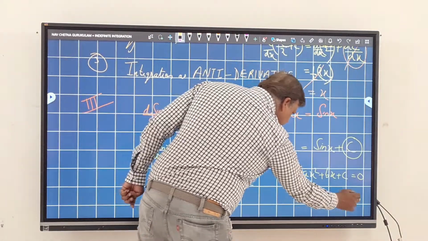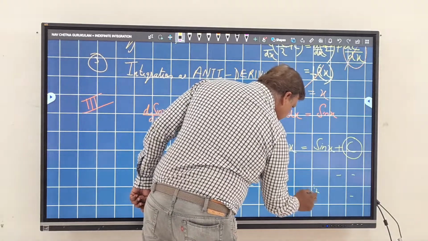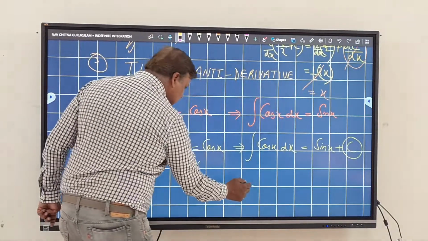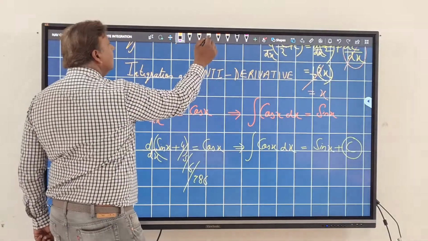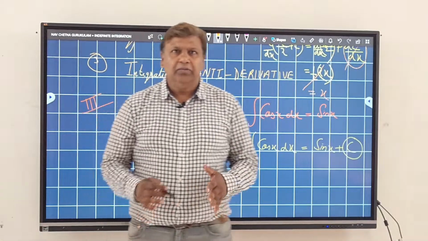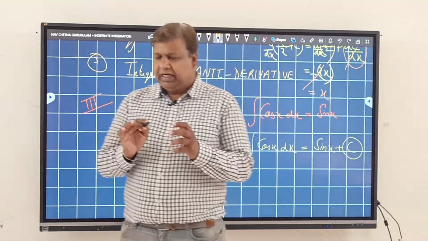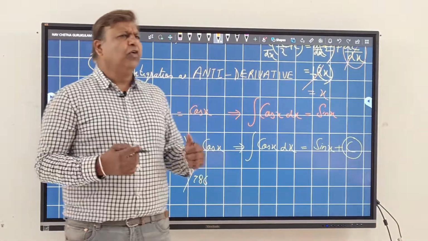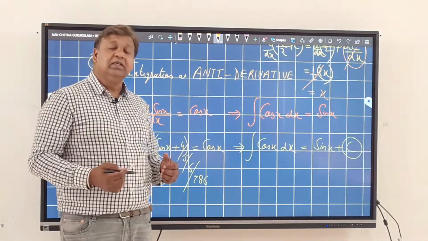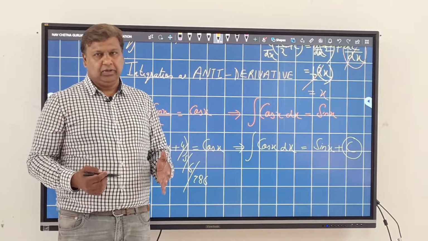So I'll rub off this. This was just to mention and make you understand the meaning of arbitrary constant. Then, having done this, now we come to the simple integration techniques. But before we go into the depth of integration techniques, we have to master simple integration.